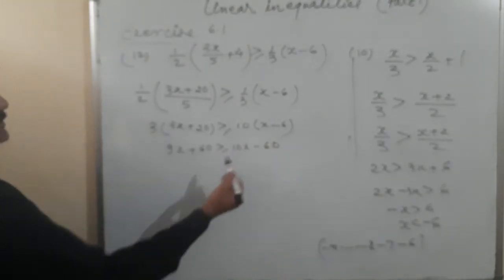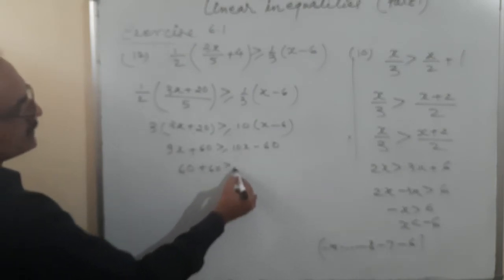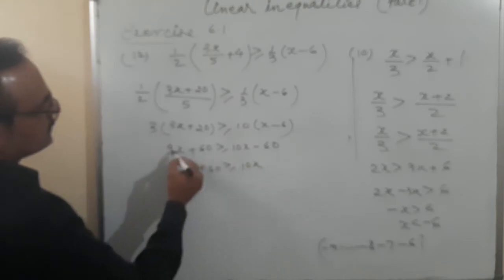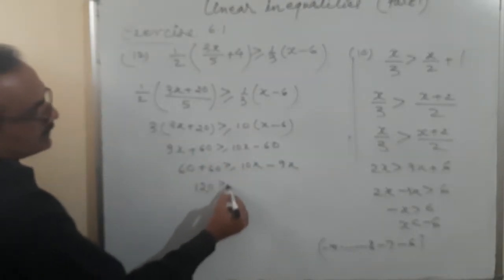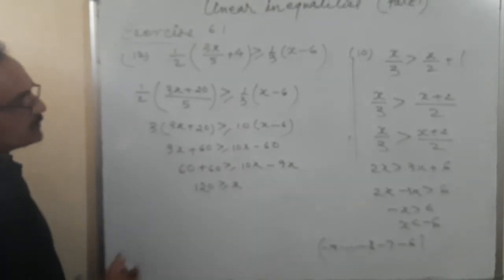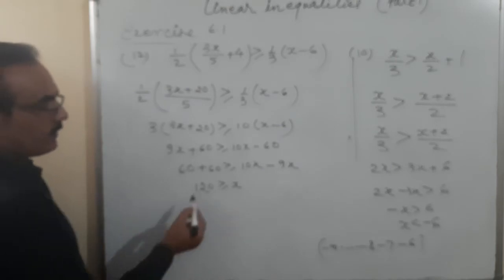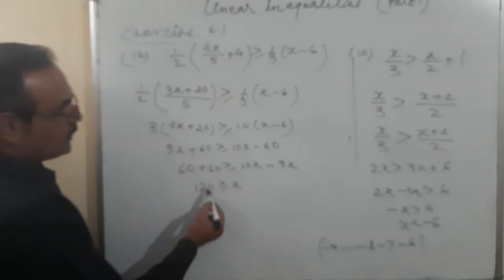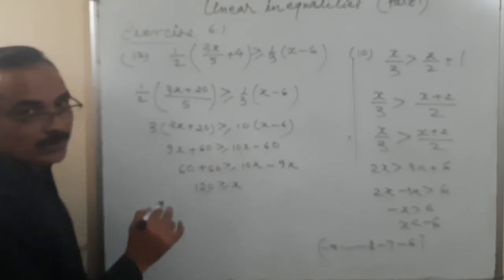We'll shift x to one side. So this 60 as it is, minus 60 is coming here, 60 plus 60 is greater than 10x minus 9x. 120 is greater than or equal to x. What does it mean? The value of x is less than or equal to 120.